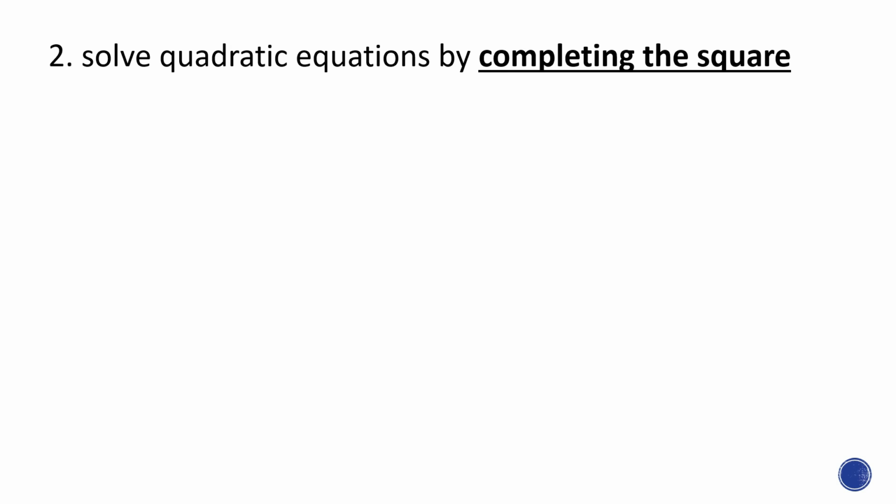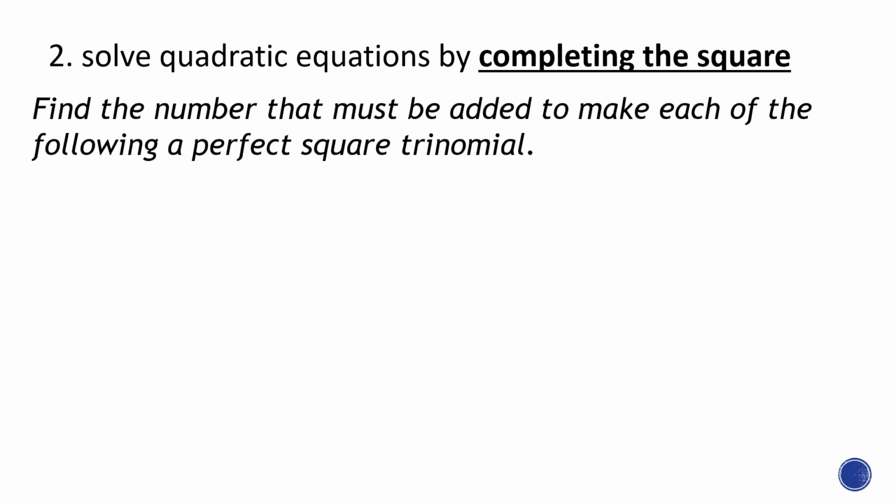All right. So this is what I'm talking about. The first thing we need to know in completing the square. First, find the number that must be added to make each of the following a perfect square trinomial. So here we have x squared plus 8x plus, what is that number that will make this a perfect square trinomial? The procedure for that is simply divide that second term by 2. The answer is 4, and you square that, the answer will be 16. So 16 is the answer to that.